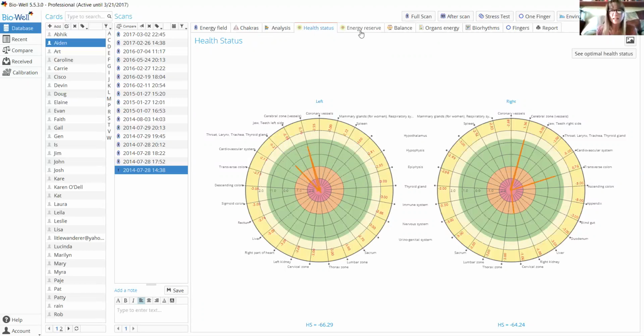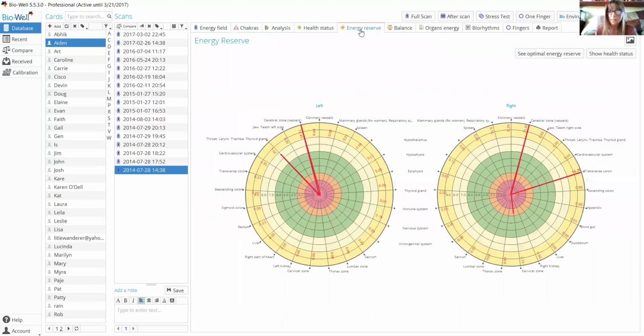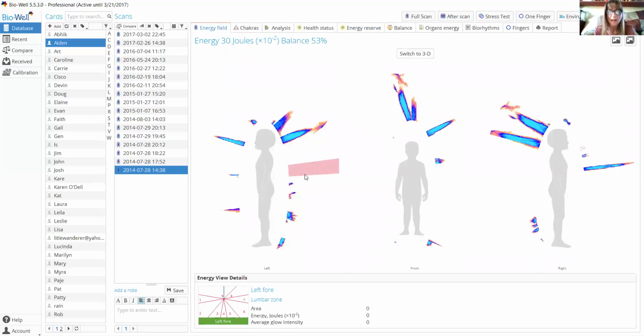And then if we look at the energy reserves, we see a pretty close match there, because once again, he wasn't keeping this inside. He was very expressive about how he felt at the time. So we see that, yeah, extreme anger totally decimates this energy field.